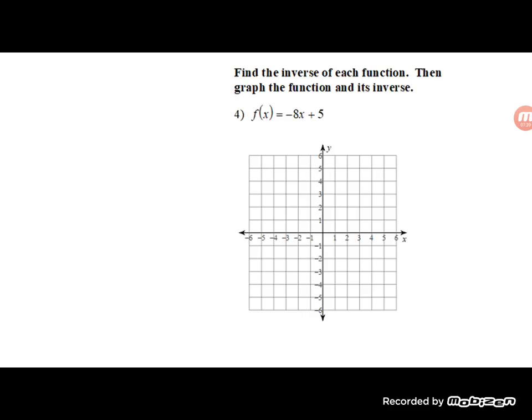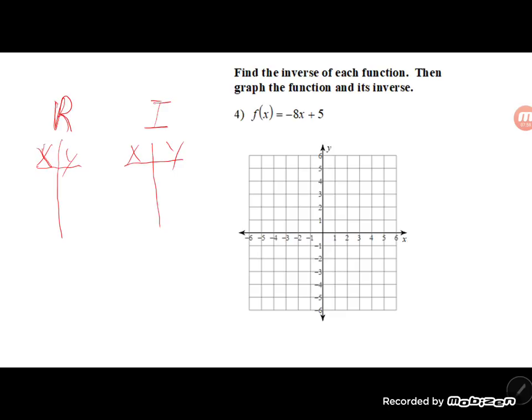Okay, find the inverse of each function, then graph the function and its inverse. So, I think the easiest way to do this, kind of like I've been showing you guys, is just make a table of values. We're going to make a table for the regular. We'll call this one R. Whoop, there you go. And we'll make another table for the inverse. We'll call this one I for inverse. And it's the same deal as before, right?